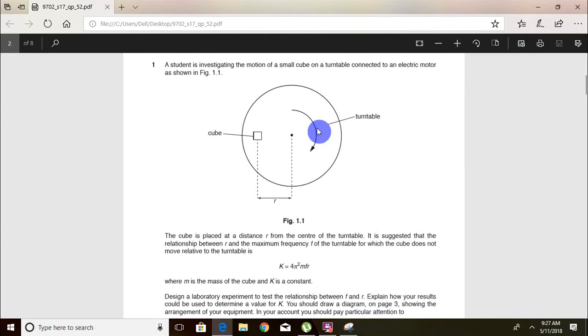Let's get to it. A student is investigating the motion of a small cube on a turntable connected to an electric motor, as shown in figure 1.1. So, here's the turntable. We have the cube, and the turntable is rotating because it is connected to an electric motor. Hopefully you all know the electrical symbol of a motor.